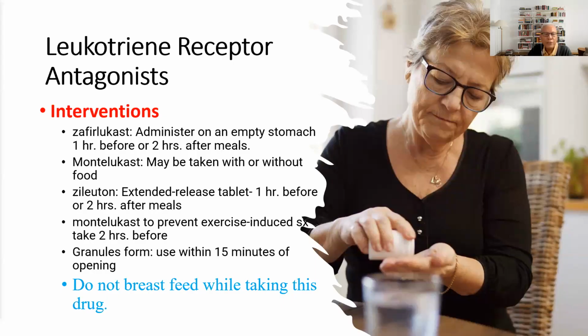So what are the important interventions as far as leukotriene receptor antagonists are concerned? Well, Zafirlukast needs to be administered on an empty stomach, usually 1 hour before meals or 2 hours after meals. Montelukast is much better because you could take it regardless of food intake. And the other form of leukotriene inhibitors is Zileuton. This is an extended release tablet. Usually it's taken 1 hour before or 2 hours after meals.